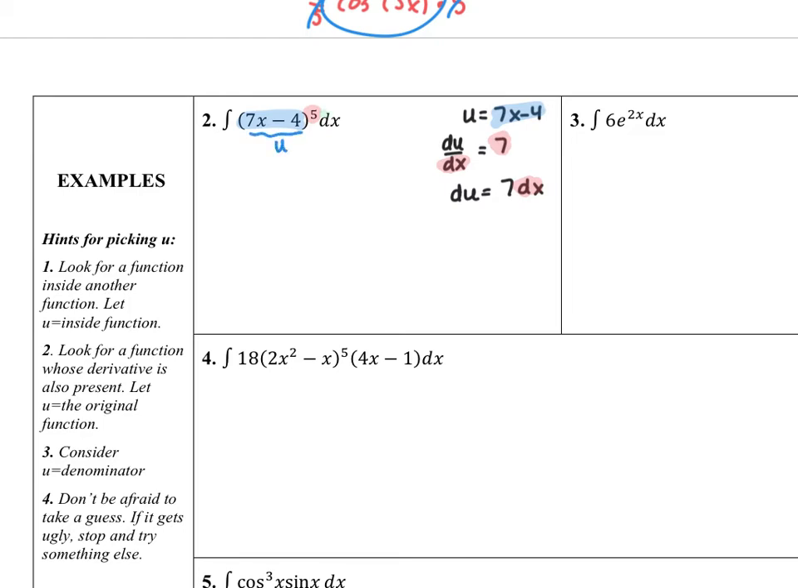I also need to replace this dx. What I have going for me is a 7dx. That tells me I need to divide by that 7, and my dx replacement is this 1/7 du.